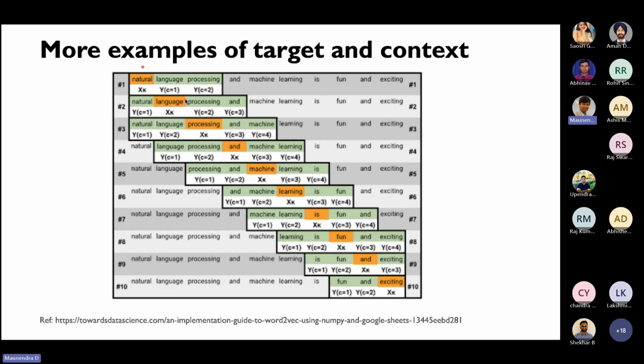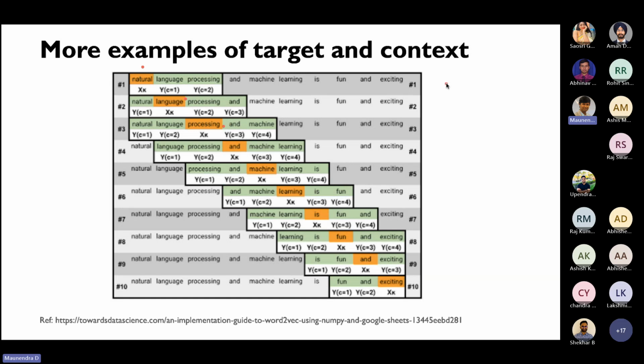We slide again, and now language becomes the center word, and the left context has one word now, one blank or unknown, and the right context has processing and. So this comes as one more input to the model. The algorithm predicts something and so on, and then next time processing becomes the center word.